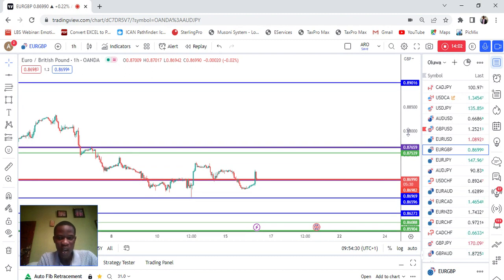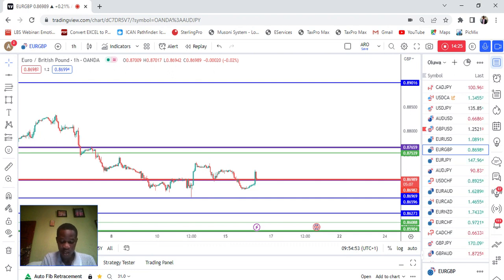So before you enter any trade, you have to ask yourself the question: what is the present market structure? It's very important before you enter any trade.